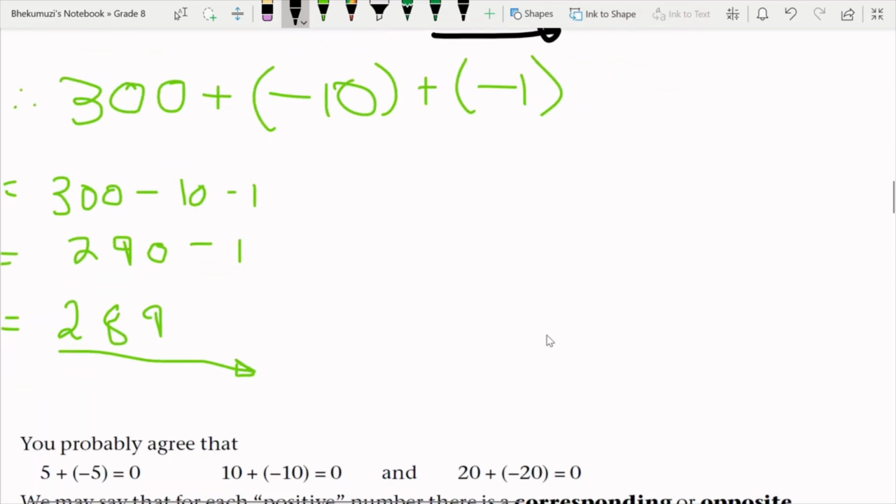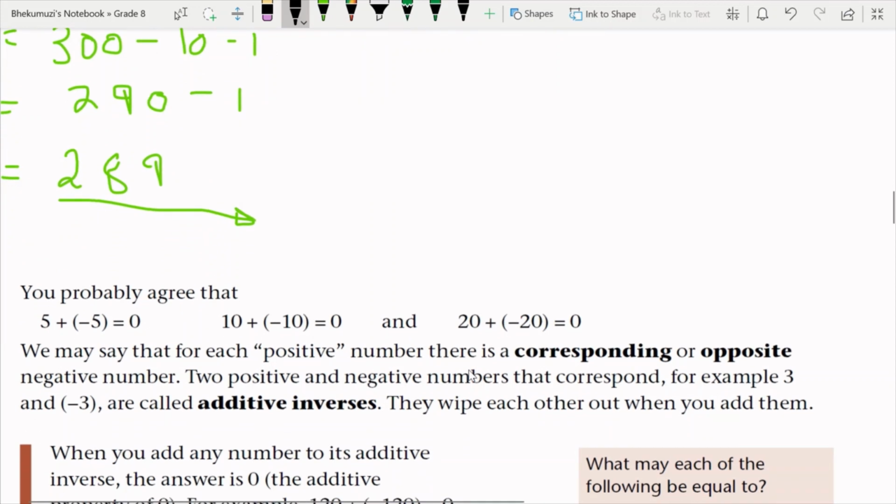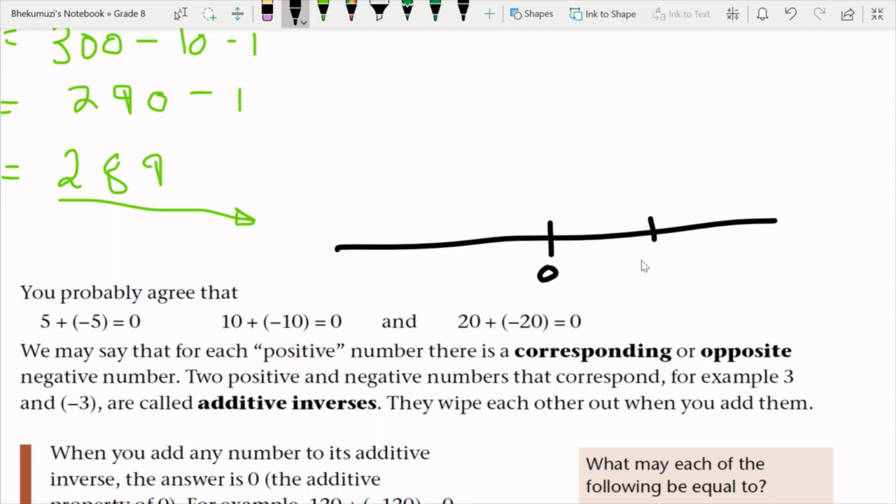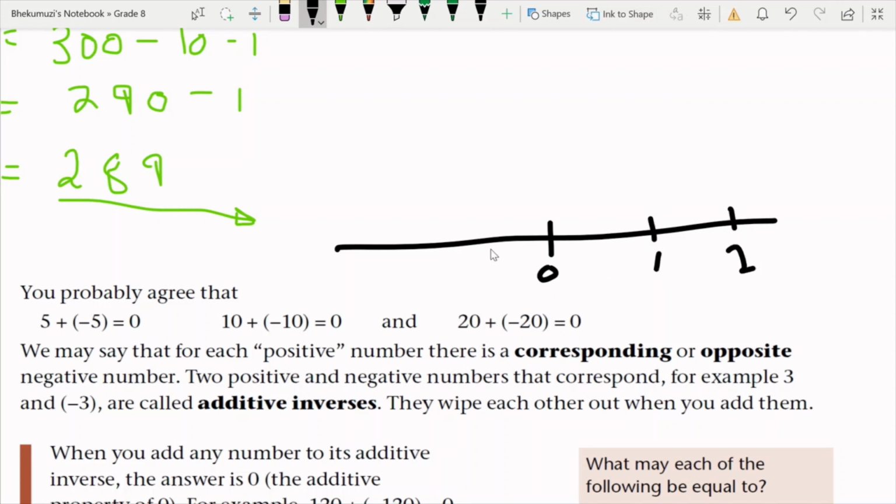And this concept is what we call the additive inverses of numbers, of the positive whole numbers, right? So two positive and negative numbers that correspond, for example, are 3 and negative 3. And why do we say it corresponds? Imagine here, if we have 1 and 2 there, and then we have minus 1, and then we have minus 2. If you notice, the spacing from negative 2 to 0 is 2, right? I moved 1, 2, but also from 2 to 0 is 1, 2.